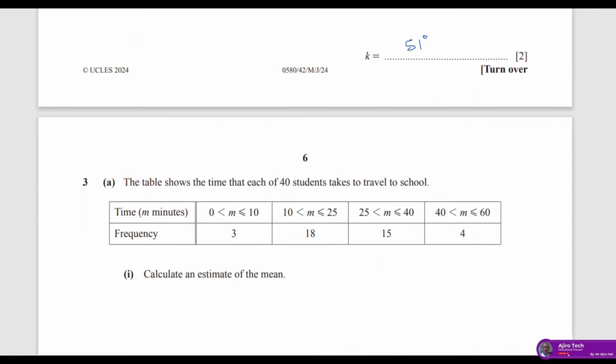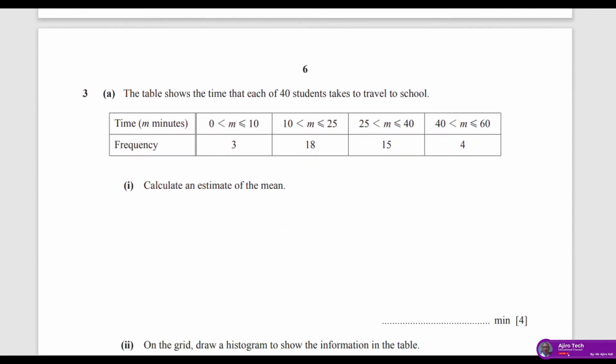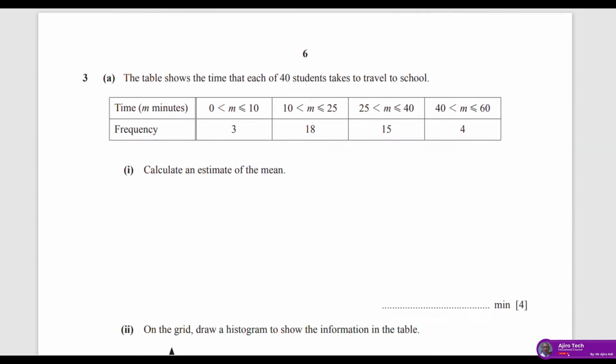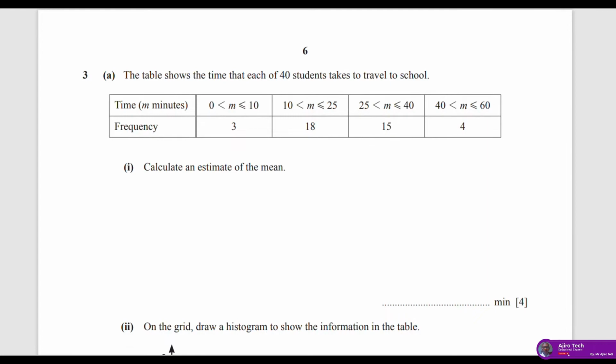Now we have a statistics question. The table shows the time that each of 40 students takes to travel to school. Calculate an estimate of the mean. To do this, I will need to find the midpoints. Let me call it X.